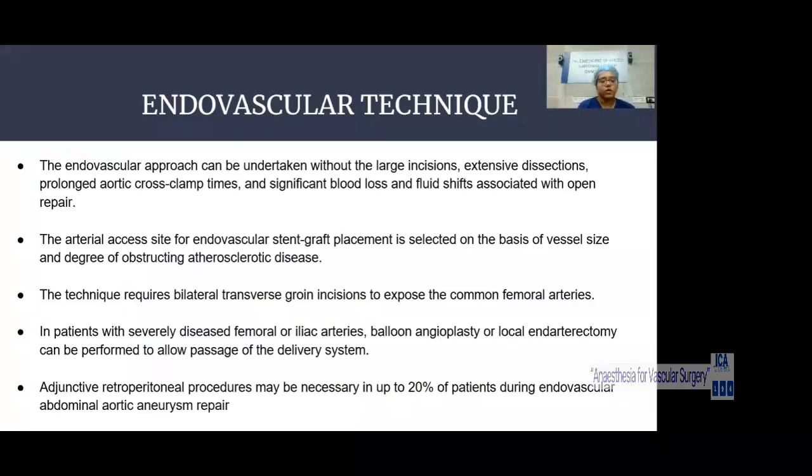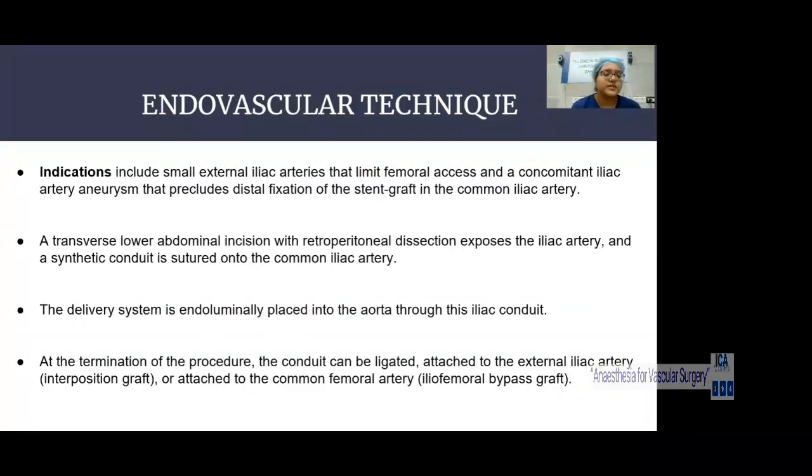Arterial access for endovascular repair depends on vessel size and degree of atherosclerotic disease. The technique usually requires a bilateral transverse groin incision. In patients with severely diseased femoral or iliac arteries, balloon angioplasty or endarterectomy may be required to allow the passage of the delivery system. Adjunctive retroperitoneal access may be required in around 20% of the patients. These include patients with small external iliac arteries that limit femoral access and a concomitant iliac artery aneurysm that precludes the distal fixation of the stent graft.